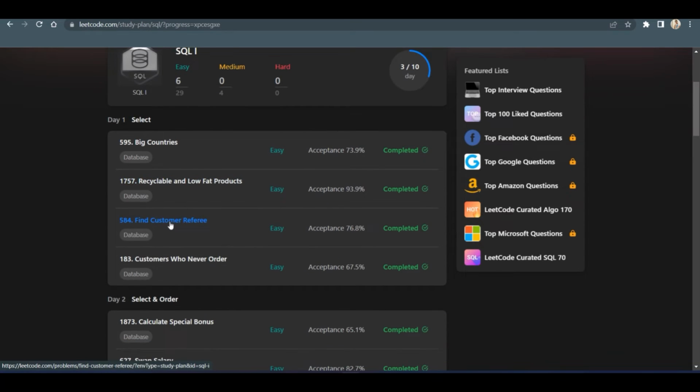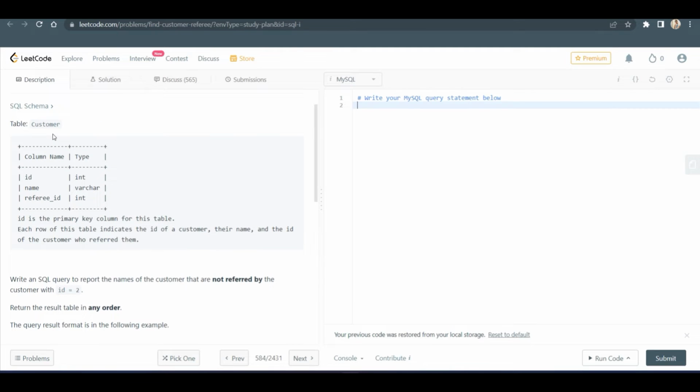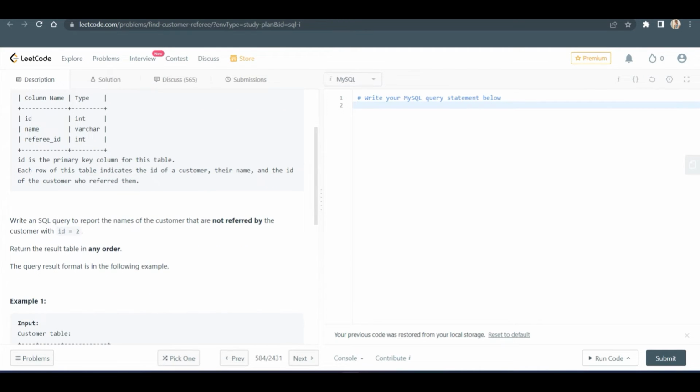Let's see the third one, that is find customer referee. So this is the question number 584, find customer referee. The customer table is here, which contains 3 columns: ID, name, referee ID, and ID is the primary key for this column. So we have to write the SQL query to report the names of the customer that are not referred by the customer with the ID is equal to 2.